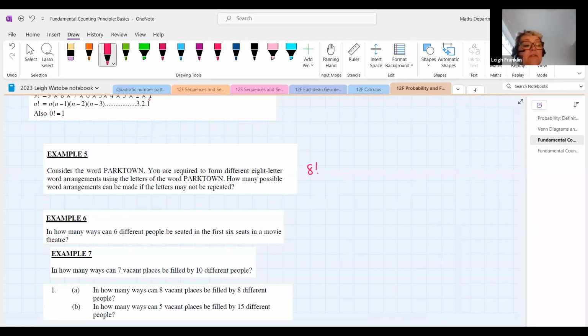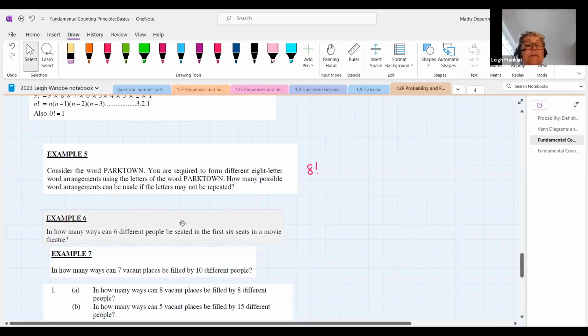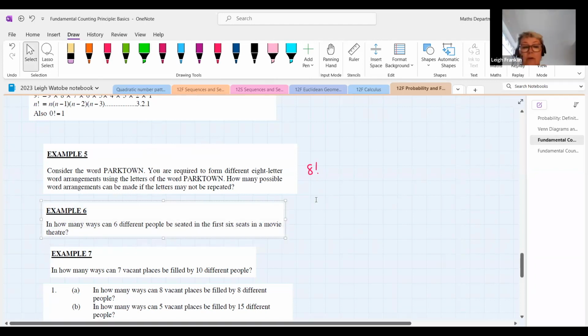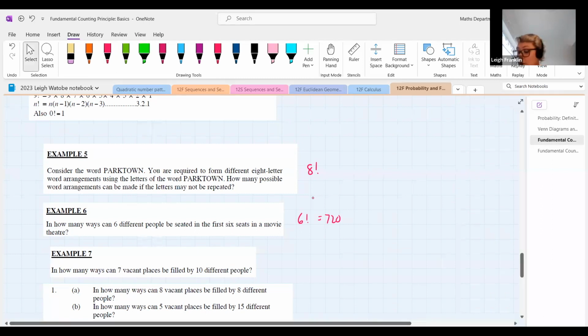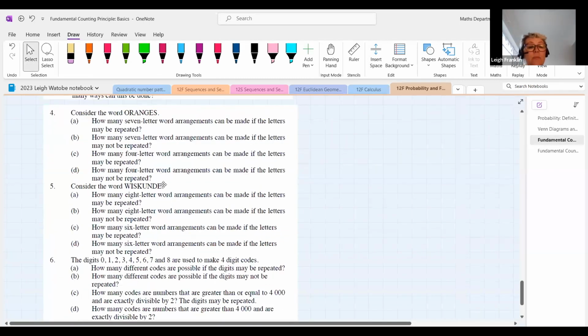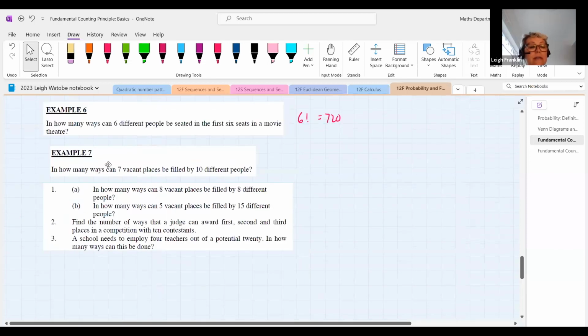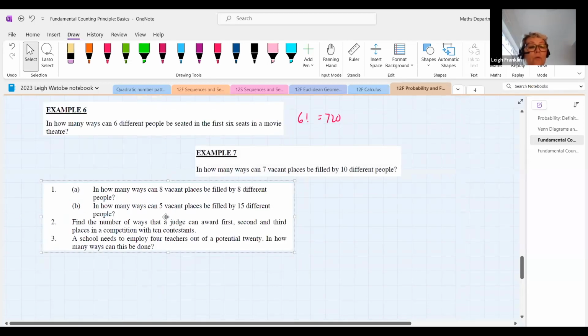Example number 6 is very much the same. Now they're talking about people. In how many different ways can 6 different people be seated in the first 6 seats in a movie theater? So now again, people cannot be repeated. Letters can be repeated, numbers can be repeated, but people are unique. So there would be 6 factorial, which is 720 different ways in which people could be arranged. Now things start to get a little bit more interesting, and example number 7 is what I want to talk about.